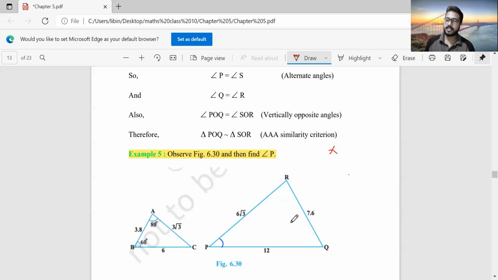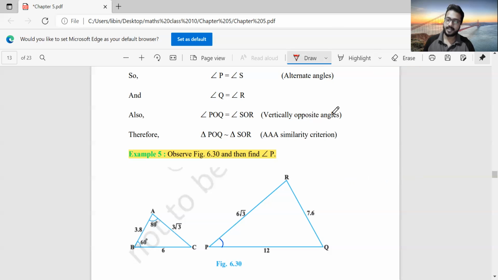SAS similarity. Can we use that one? That is two sides. Of course, two sides are there. Again an angle arises, but in our triangle PQR there is no angle given to us. So how can we use that? That also we can't use. Then what is the remaining criterion? There remains only the side side side criterion. So we can make use of that criterion.